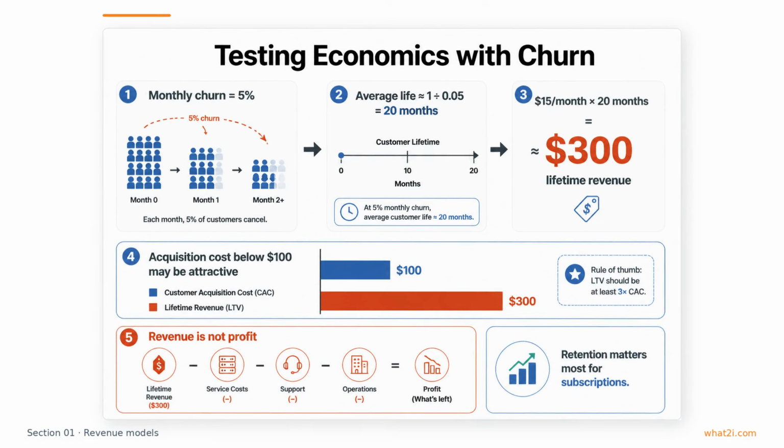A revenue model can sound attractive at the top line and still fail when you test the unit economics. Take a subscription that charges $15 per month with monthly churn of 5%. A simple rule of thumb says average customer life is about 1 divided by churn, so that implies roughly 20 months of average lifetime. Multiply $15 by 20 months and you get about $300 of lifetime revenue before considering costs.